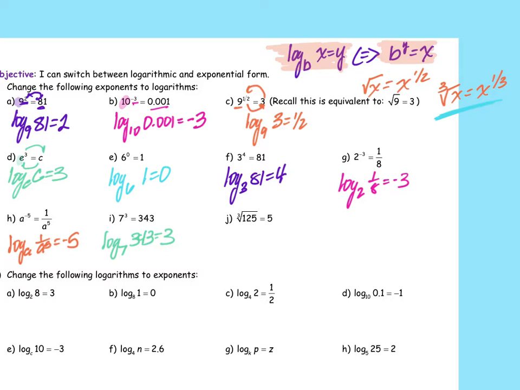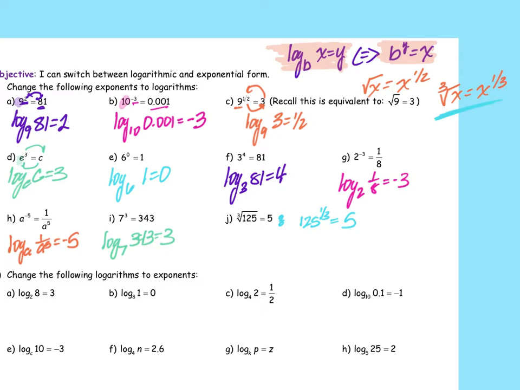So if it's a square root, I rewrite it as x to the 1/2. If it's a cube root, I rewrite it as x to the 1/3. If it would be a fourth root, I'd write it as x to the 1/4. So this is the cubed root of 125. So I'm actually going to rewrite this as 125 to the 1/3 power equals 5. Okay, so now I have an exponent.